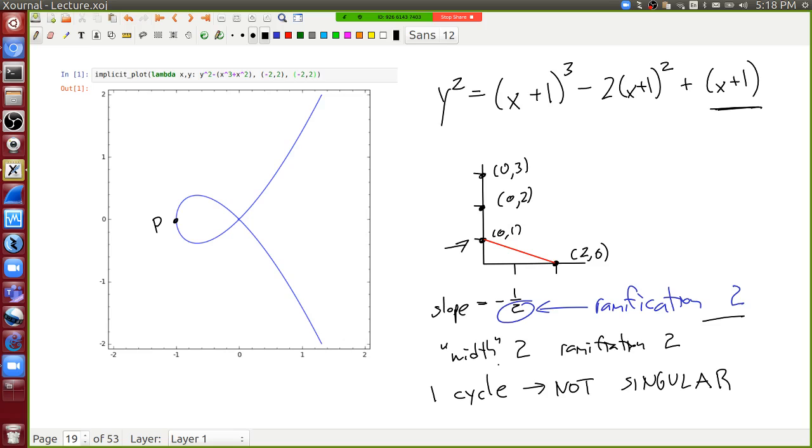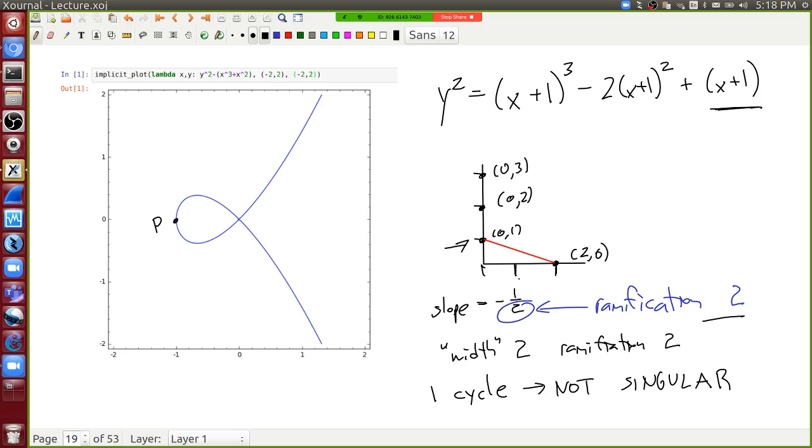So this is double ramification, which covers 2 entire cycles or 2 entire loops around the plane. So that's 1 cycle, ramification 2. Just divide 2 by 2. You get one. It's 1 cycle with double ramification, and it is not a singularity. It is a single cycle with ramification 2.